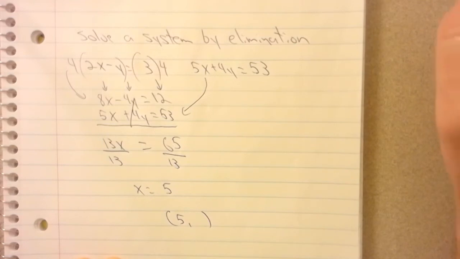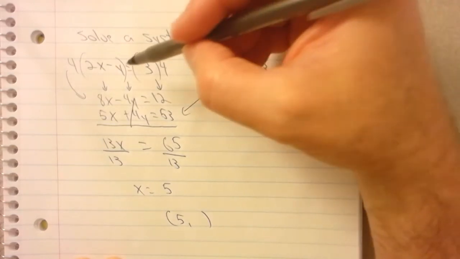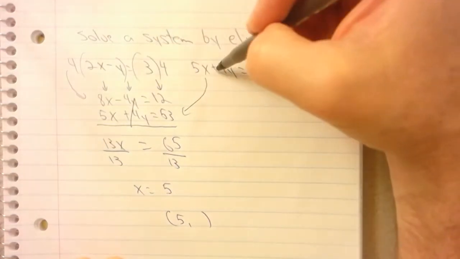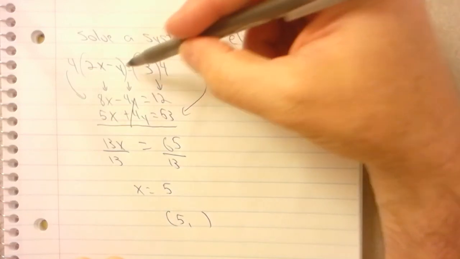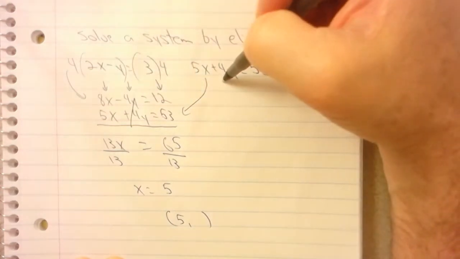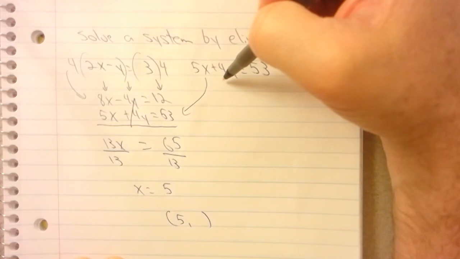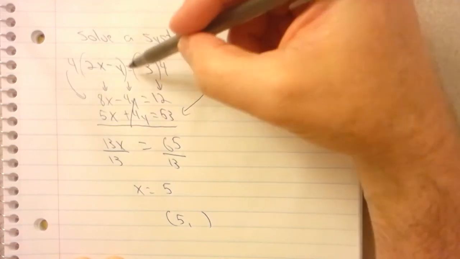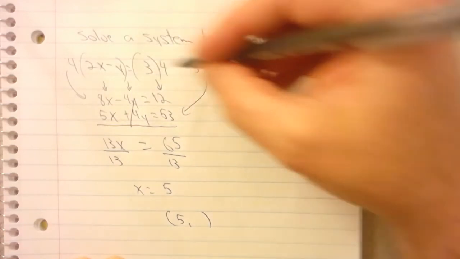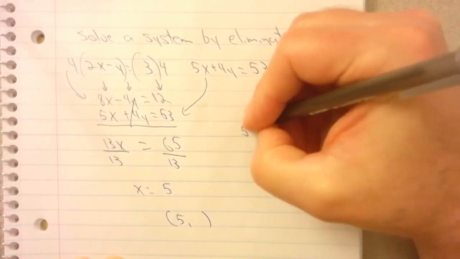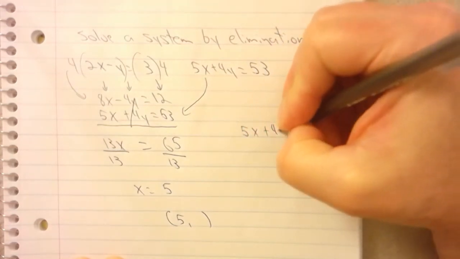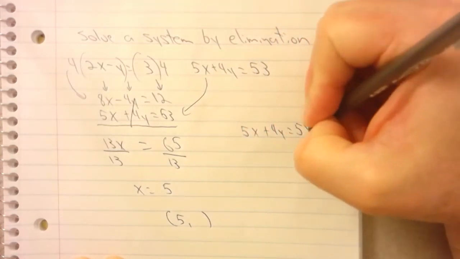We got to figure out what that y is. So always go back to the original equations, but pick the easier one. Either one's going to work. Just since I already did the math over here, I'll use the second equation, but don't think that we couldn't use the first equation. So the 5x plus 4y equals 53. That's one of the original equations.